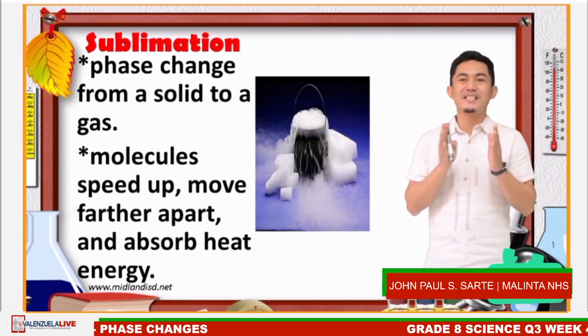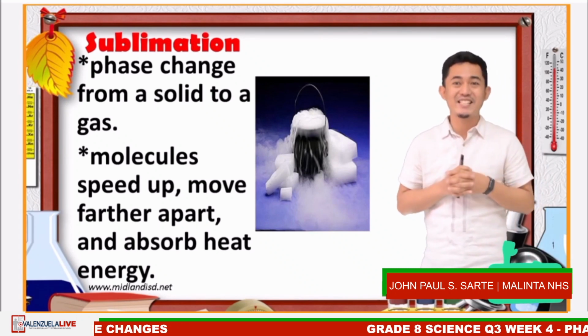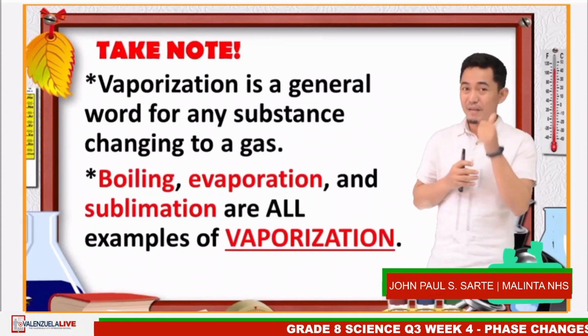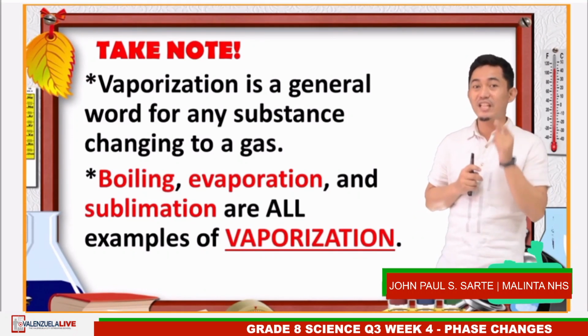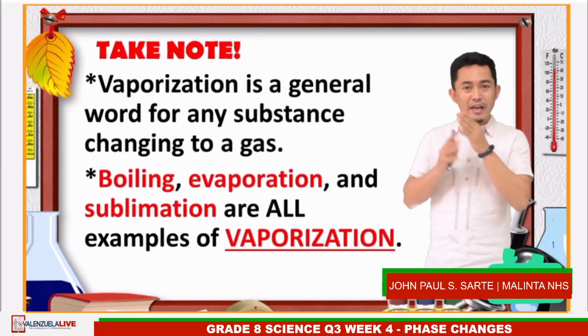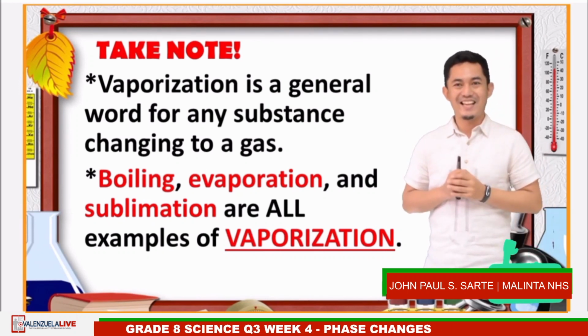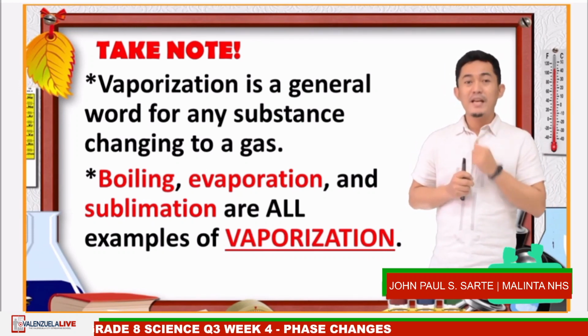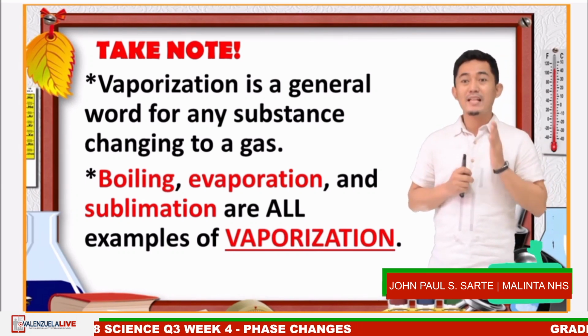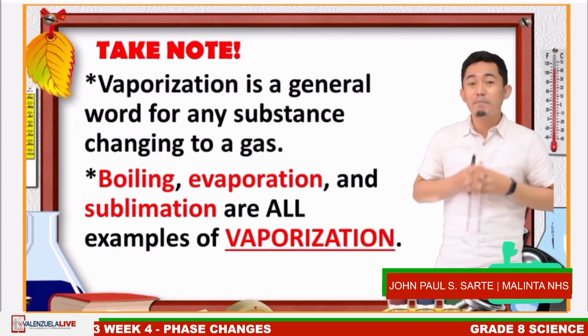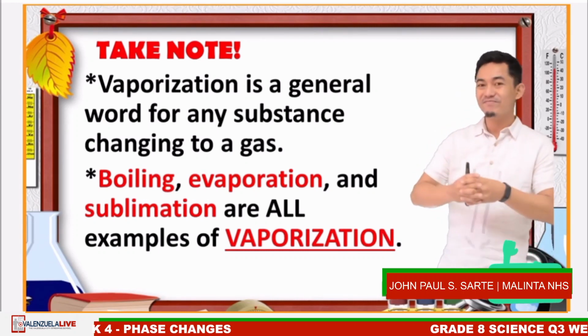Those are the six types of phase changes in matter. And take note that vaporization is a general word or term for any substance changing to a gas. Boiling, evaporation, and sublimation are all examples of vaporization.